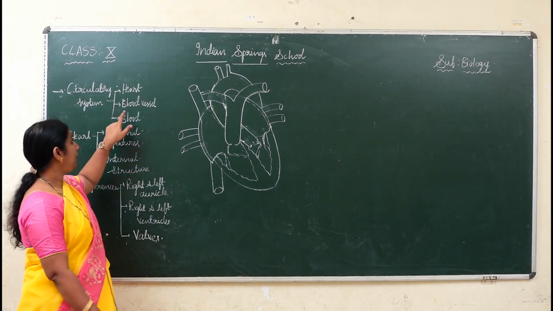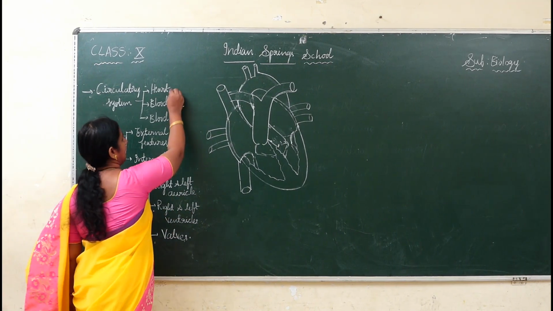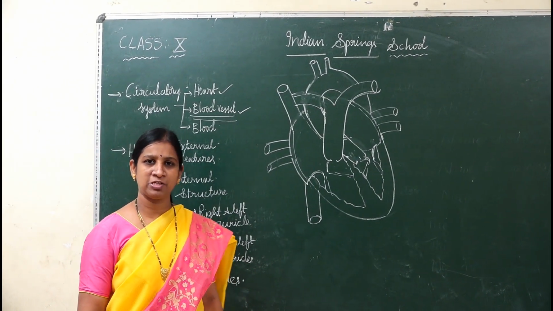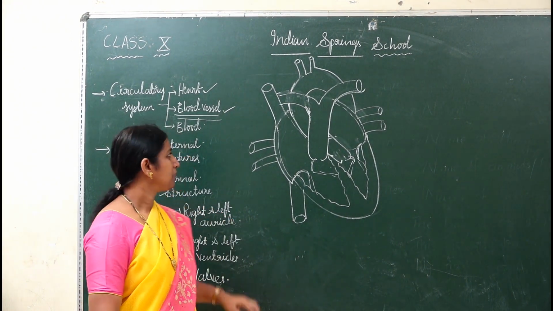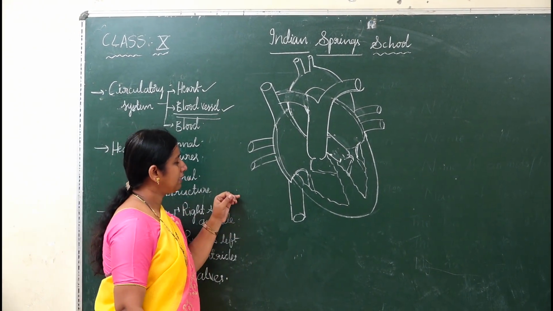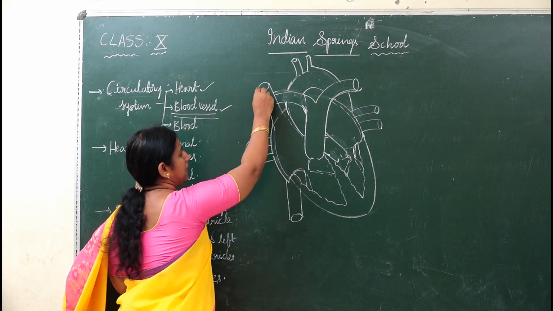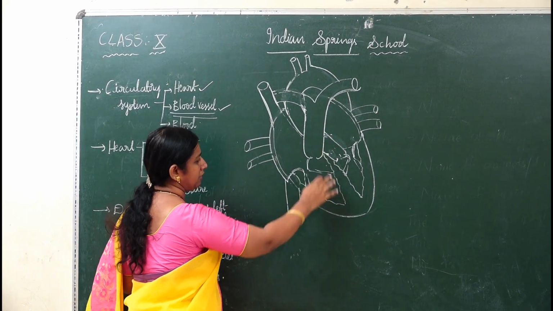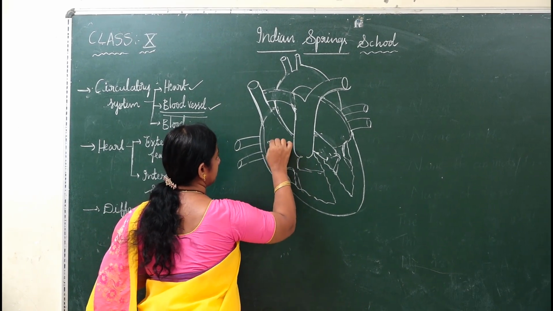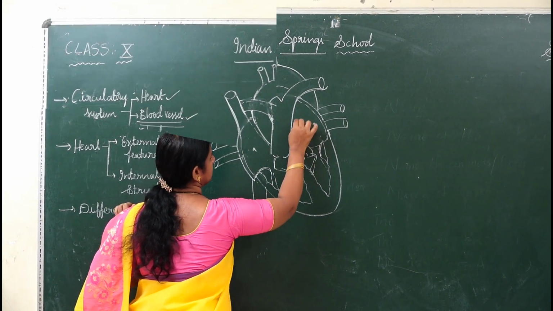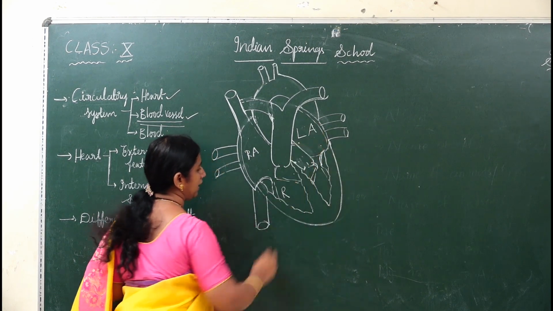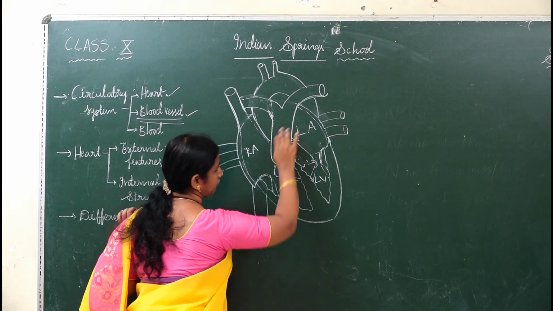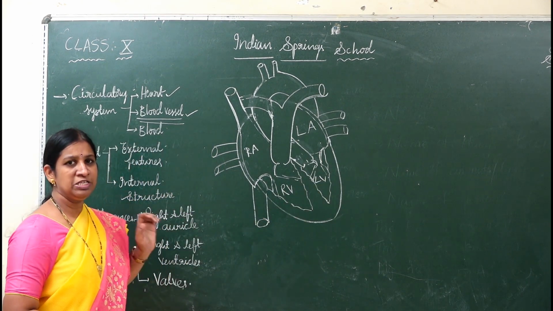What are the blood vessels? Today in class we are going to discuss how many blood vessels are present in the heart. First let us discuss once again how many chambers? 4 chambers. This is the right auricle, this is the left auricle. In the same manner, right ventricle, left ventricle. So there are 4 chambers inside the heart.